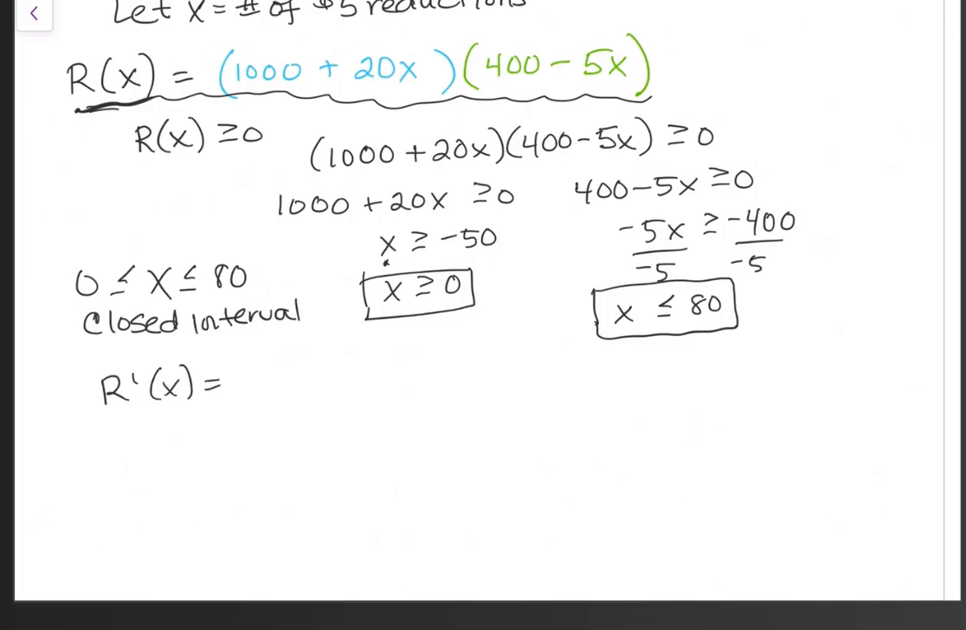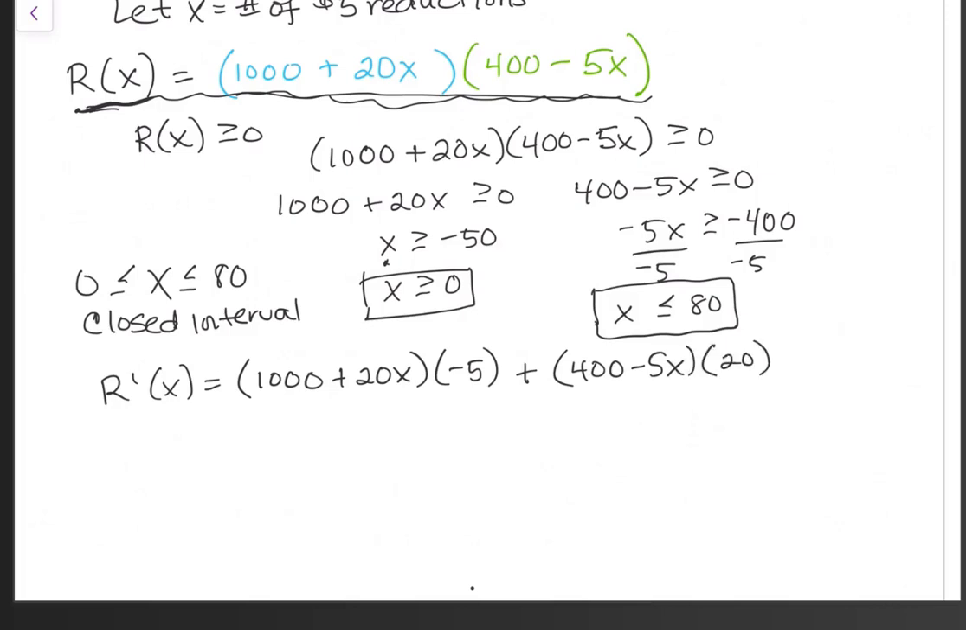And you could, if you wanted, multiply these out, clear your parentheses, and then do your derivative. Or I can use the product rule. And so I'm just going to use the product rule. The product rule says you leave the first one alone, times the derivative of the second, which would be -5, plus we leave the second one alone, times the derivative of the first, which would be 20. So there's my derivative.